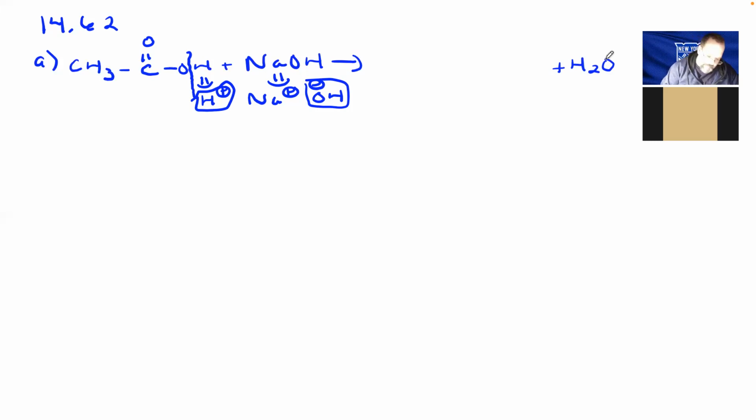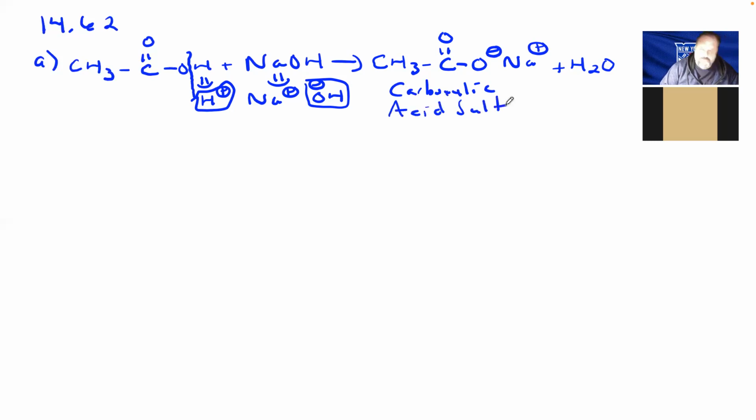For the carboxylic acid, everything stays the same until you get to the carboxyl group. But now, instead of having the C double bond O connected to OH, the C double bond O carbon is going to be connected to an O-, which is your carboxylate ion. Now, what else is present that's going to be attracted to that O-? It's going to be Na+. And what type of compound is this? This is a carboxylic acid salt.